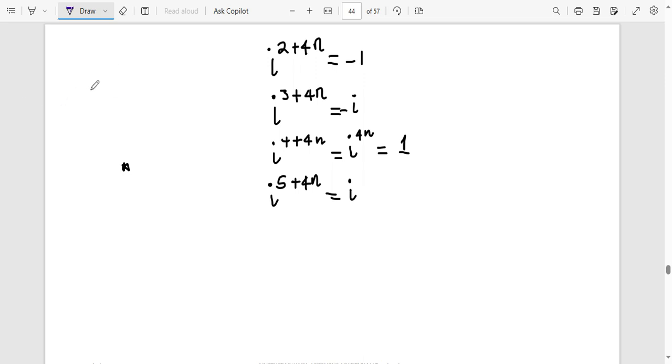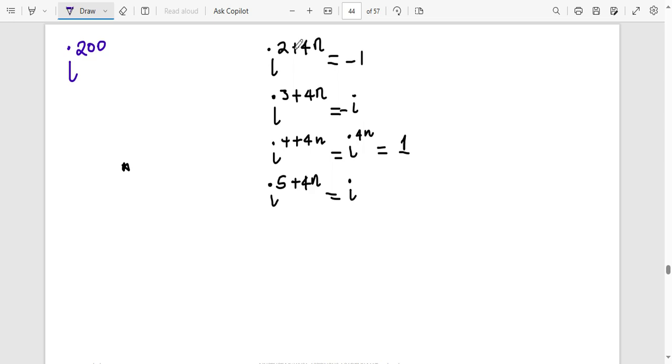So let's do this now. Let's find what is i to the power 200. We want to simplify it. We just want to say if the answer is a negative 1, a negative i, a 1, or an i. So how do you find that? To be able to find that, what you are going to do is first ask yourself, is this an odd number or an even number?